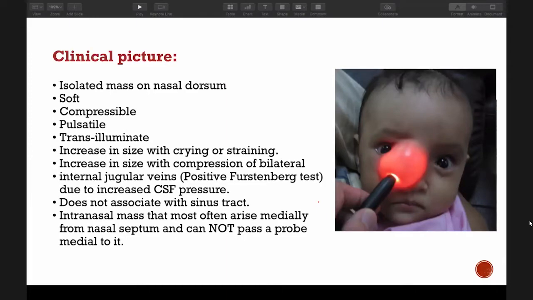On the nose, it is soft, compressible, translucent, and transilluminates. It increases in size with crying or straining, and with compression. It does not associate with a sinus, and an intranasal mass is most commonly of the septum, and you cannot pass a probe medial to it. So this is another difference between the glioma and the encephalocele.